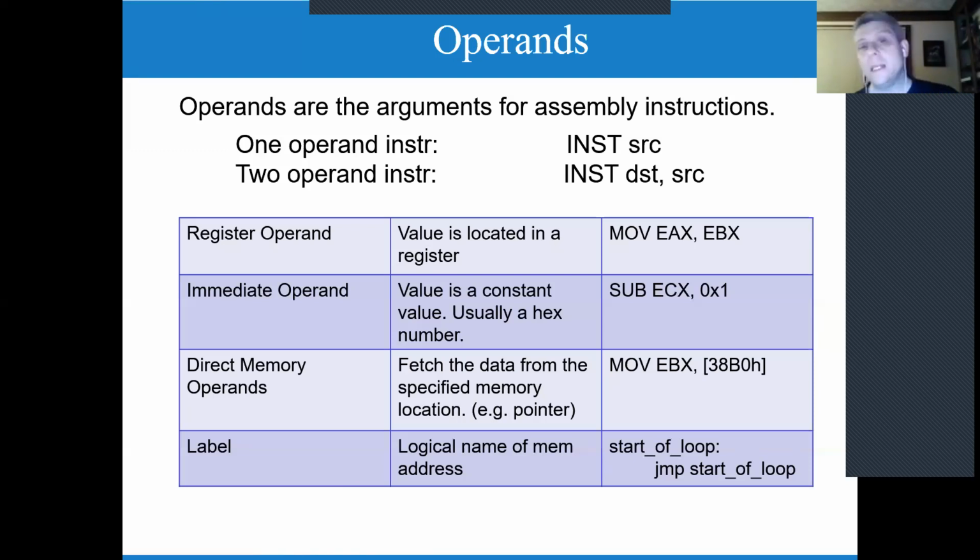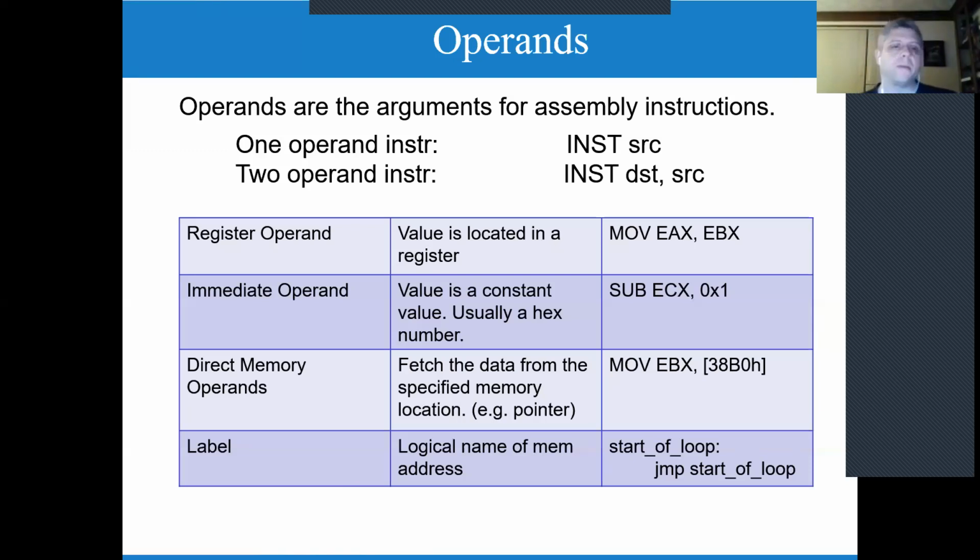You can have an immediate operand. This is a constant value. So in this case, we have sub ECX, 0x1. 0x1 is the immediate operand. It's just a constant value. It's essentially just a number, and it's often specified in hexadecimal.